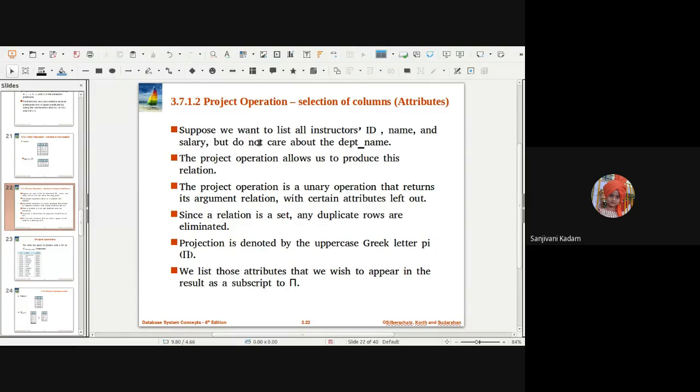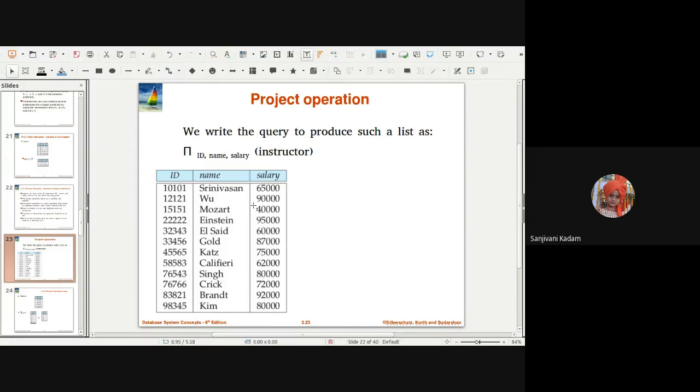So here we have the query. We want to list all instructors' ID, name and salary. We do not want to display the department name. So this is how we want to display our relation. For this purpose, we write the query as pi, and as a subscript to pi we list those attributes which we want to display. Here I want to display ID, name and salary, and these are attributes of the instructor relation. So instructor should be in parentheses, showing that we are going to display the tuples or records from the instructor relation.